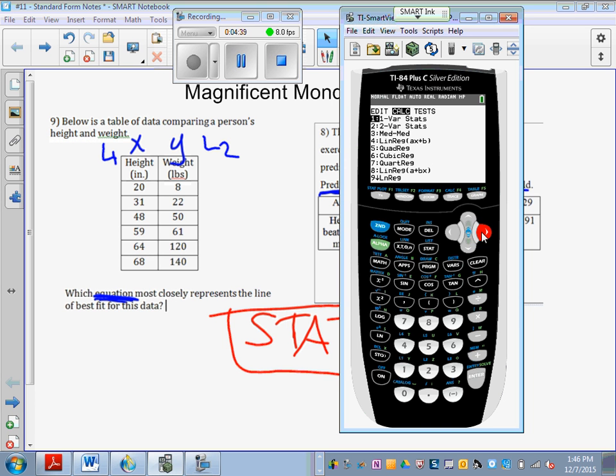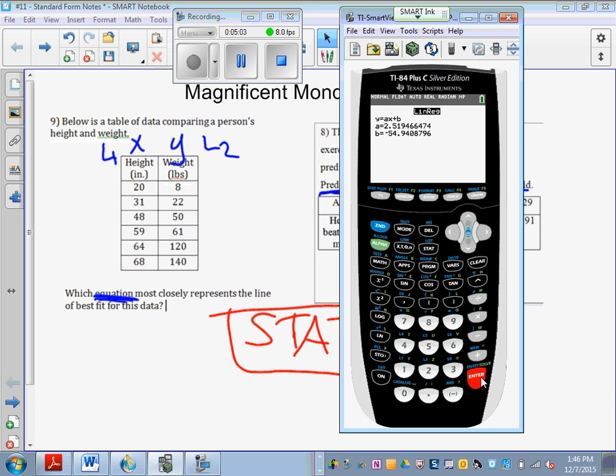When you take Algebra 2, you'll use the other ones. But for right now, we're only using option 4. You can either hit 4 or arrow down to it. Now, if you have the older calculator, you just have to hit enter once. If you have the newer calculator, just keep hitting enter until you get down to calculate. Then hit enter one last time. Both of them will give you the same equation here.